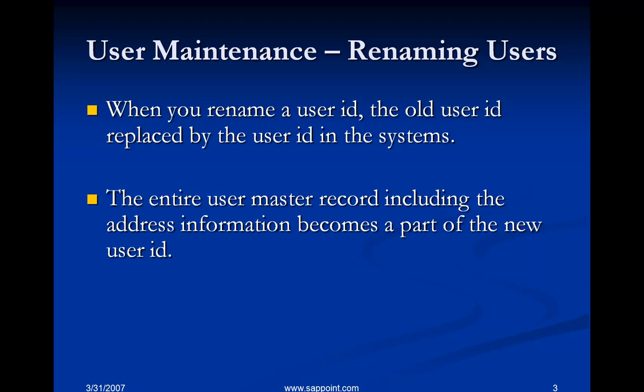Now when you rename the user ID, the entire user master record, including the address information, becomes part of the new user ID. This is different from copying a user ID. In copying a user ID, the source ID as well as the target user ID both exist in the system. And when you copy, the address information is not copied by default into the target.